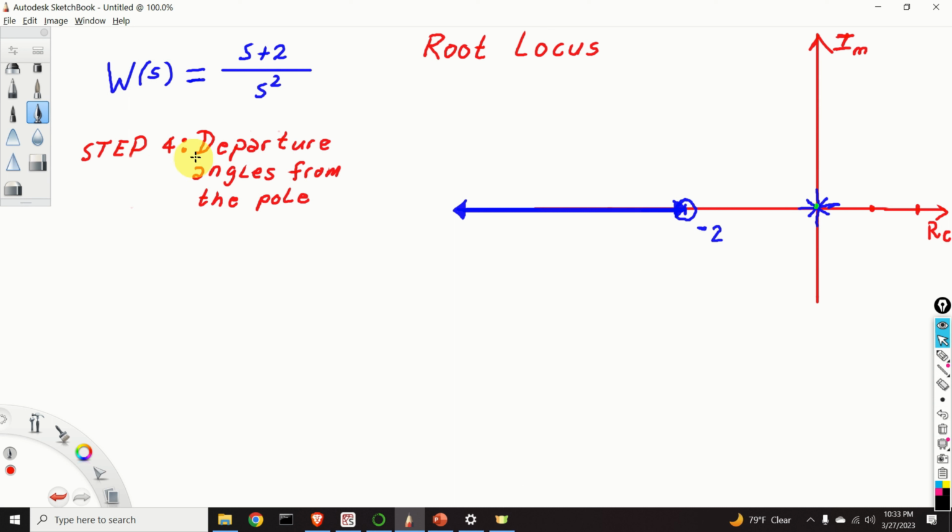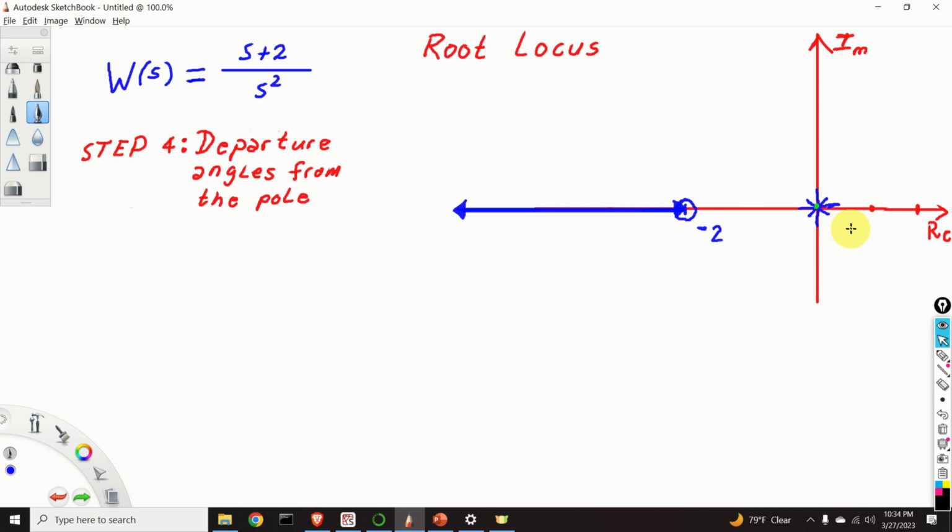In step number 4, we need to investigate the departure angles from the poles. That is, we need to figure out the direction of departure from this pole. Do we depart, for example, by following this direction and this direction, or we maybe depart like this, or we might depart in this way? We need to figure out that.